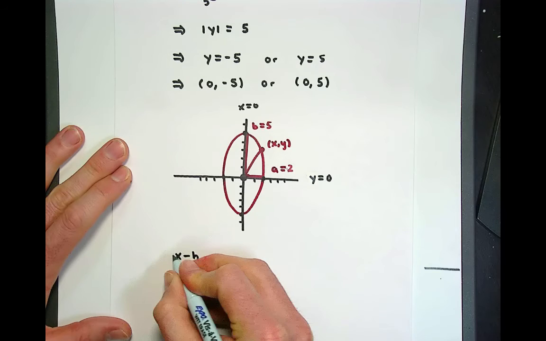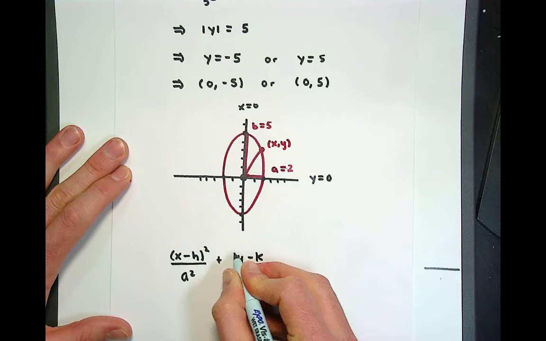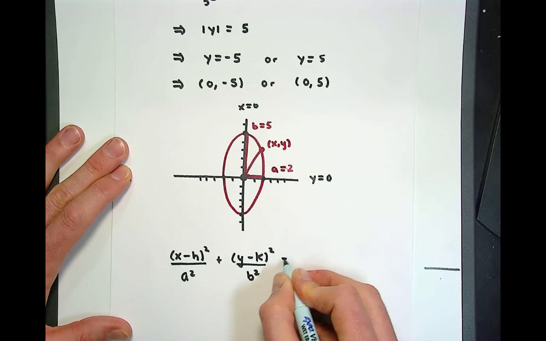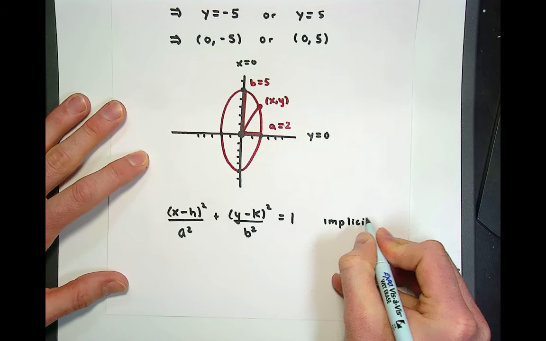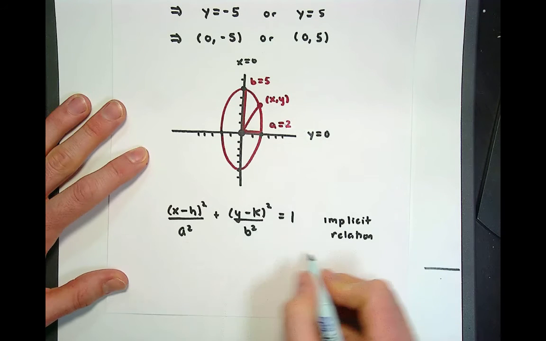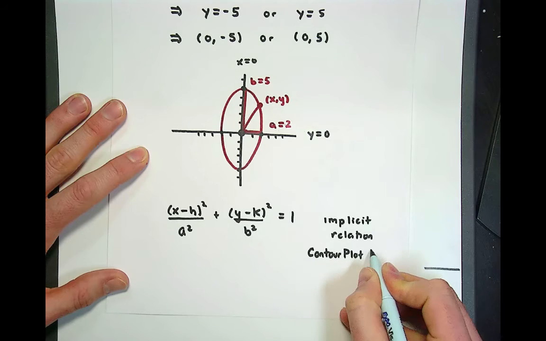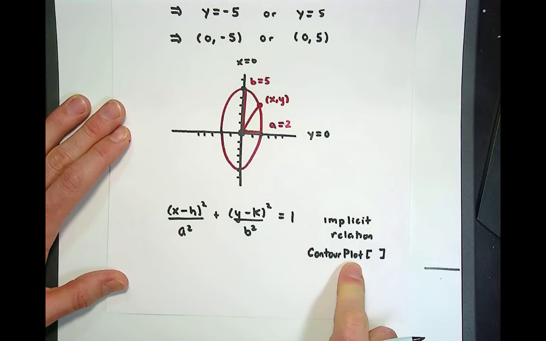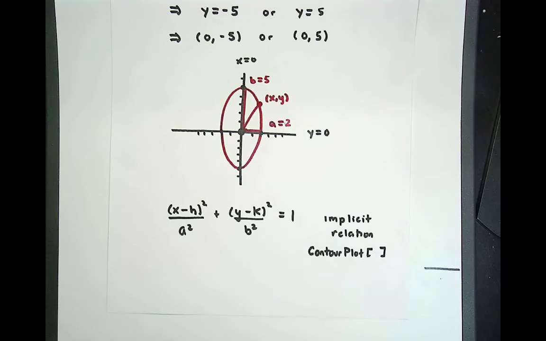Recall that the general equation, x minus h squared over a squared plus y minus k squared over b squared equal to 1. This is an implicit relationship, not an explicit function. The moment we know that it's an implicit relation and we want to graph it, we're going to use the ContourPlot command, which will look something like this. If it was an explicit relation, we would just use the Plot command. Okay, so let's switch to Mathematica and use ContourPlot to graph a general ellipse.